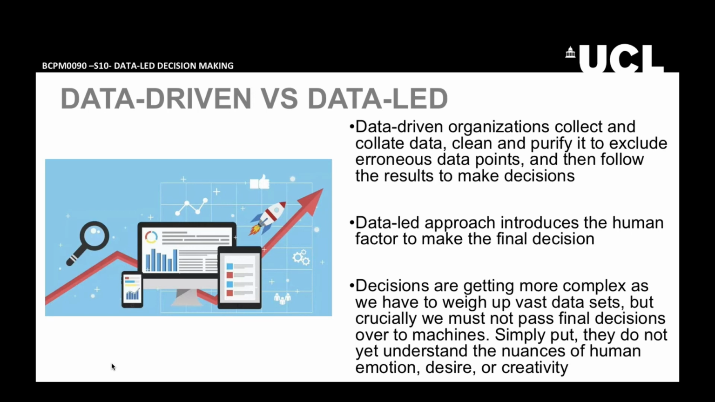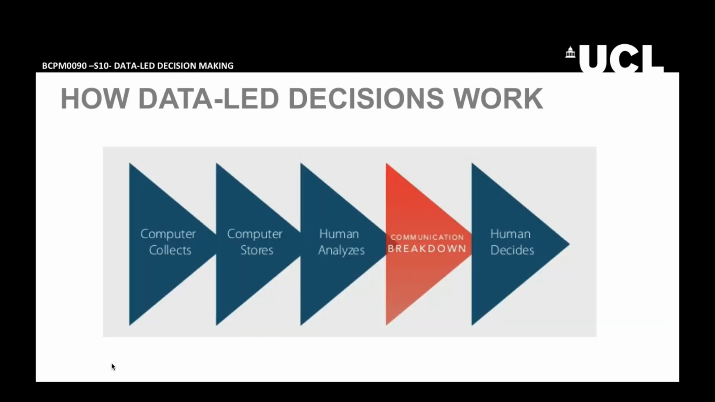But we shouldn't pass the final decision making to machines, to algorithms, or at least not for all the decisions in an organization, simply because machines don't yet have an understanding of the nuances of human emotion, desire, or creativity. So here you can see how data-led decision making should work to implement an organizational strategy.